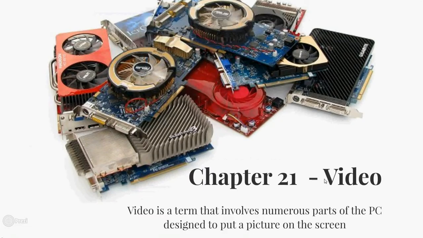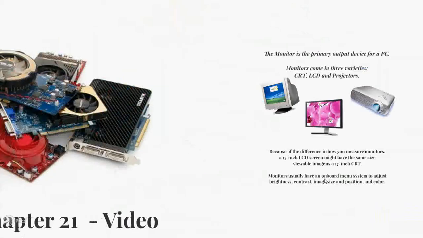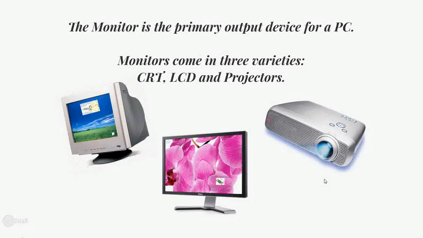This is Chapter 21 on video. The term video actually involves numerous parts of the PC that are designed to put a picture on the screen. The monitor is the primary output device for a PC. Monitors can come in three varieties: the old CRT, cathode ray tube, the LCD, flat screen, and projectors.